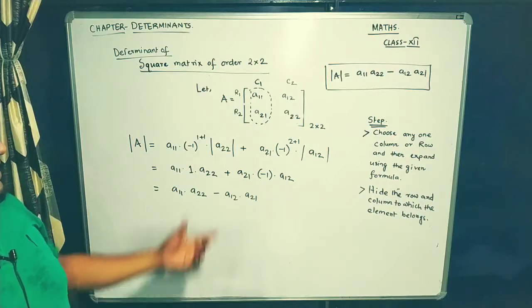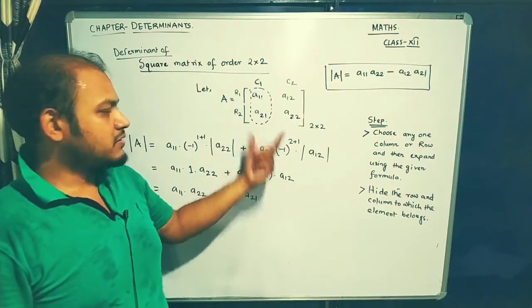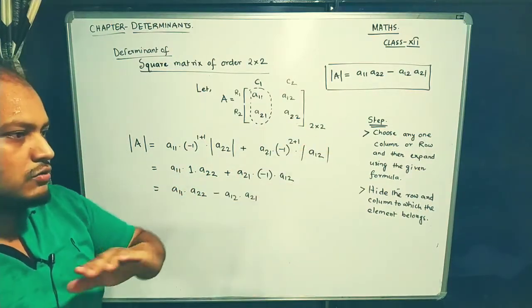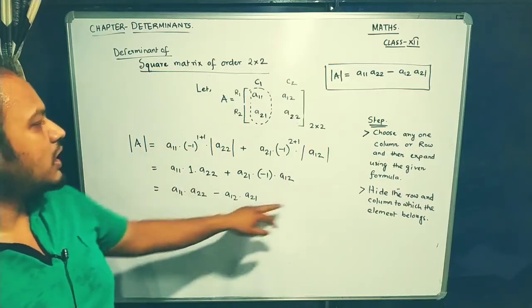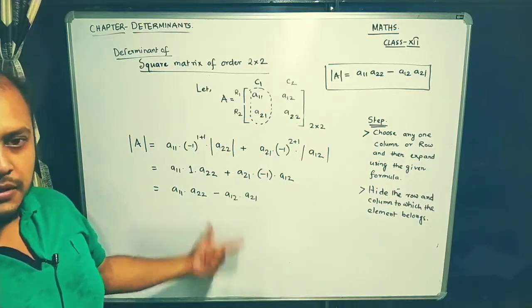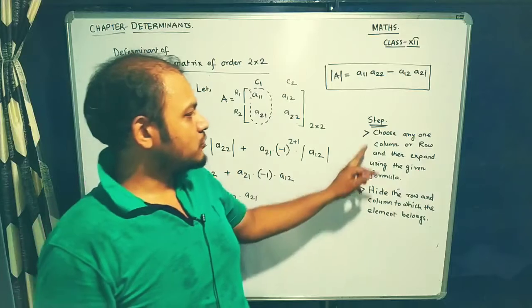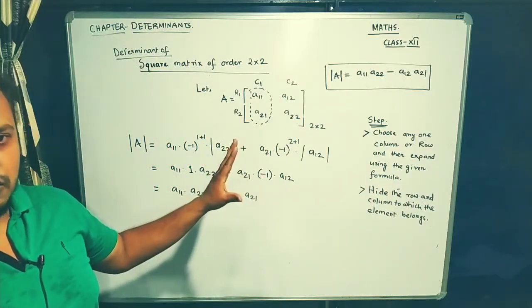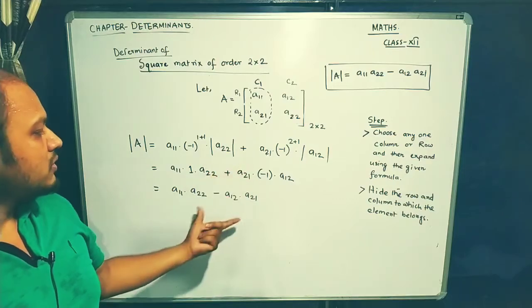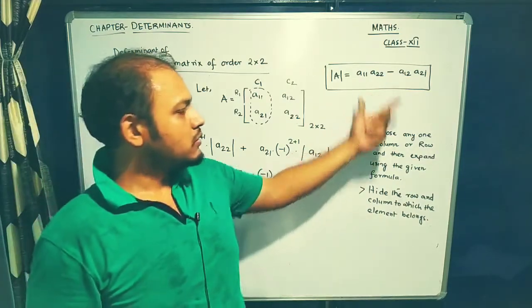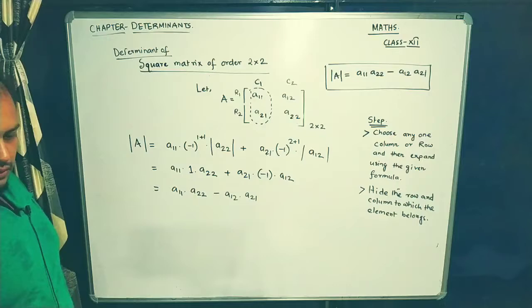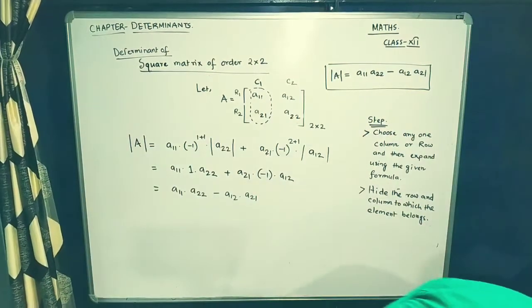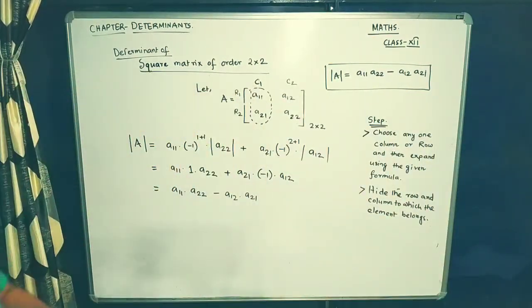Okay, so for finding the determinant of a square matrix, you can choose any row or you can choose any column, and if you apply this formula, you will get the same result. So this must be clear to you that you have to choose any column or any row, and after choosing that particular row or column, you apply the formula and you will get the same result. Okay, so now let us try to develop a sign convention so that it becomes easier for you.